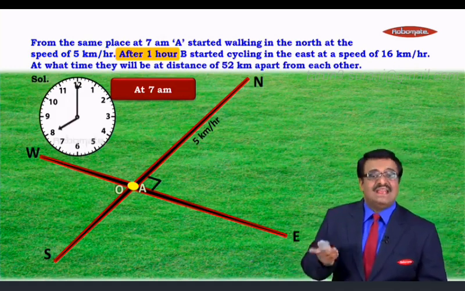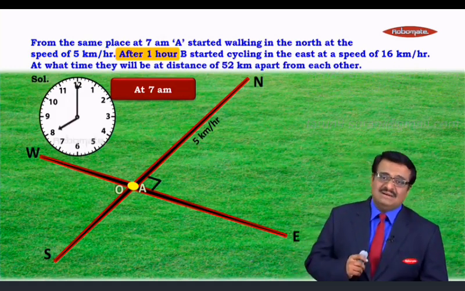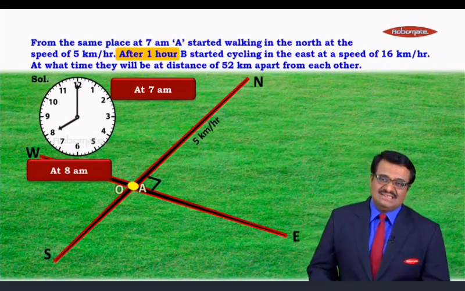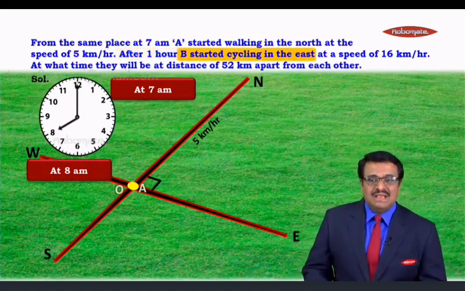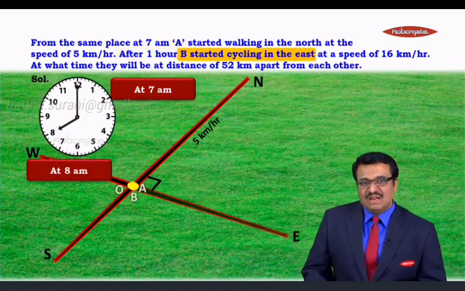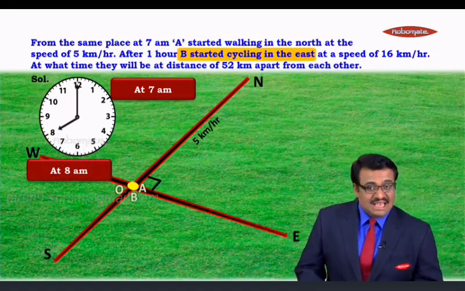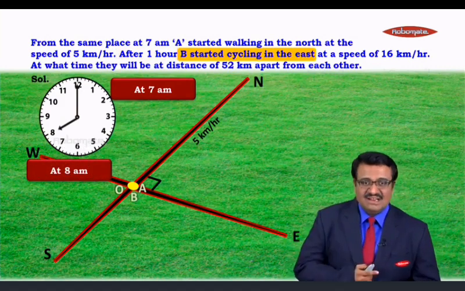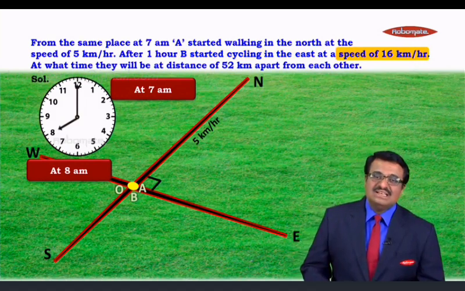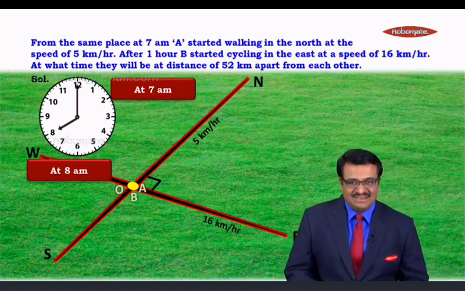After 1 hour, B started cycling in the east. After 1 hour means at 8 o'clock, B started what? Cycling in the east. That means at 8 a.m., B started cycling in the east at the speed of 16 kilometers per hour. Cycling in the east means to the right with the speed of how much? 16 kilometers per hour, right?